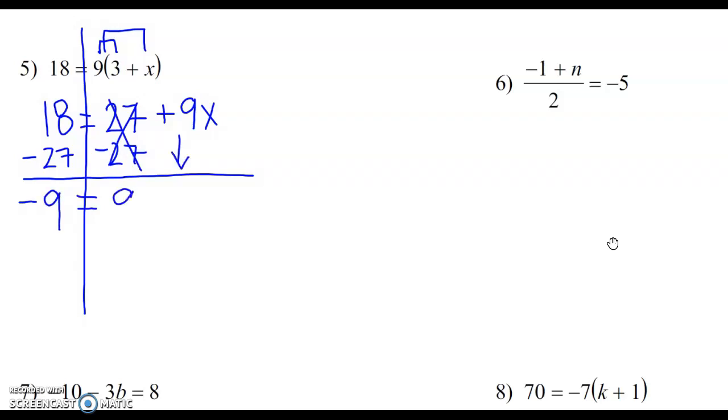On the right, I have 9x. So 9x is 9 times x. So the opposite of multiplying by 9 is to divide by 9. The 9 over 9 cancels. X is now alone. And negative 9 divided by 9 is negative 1.